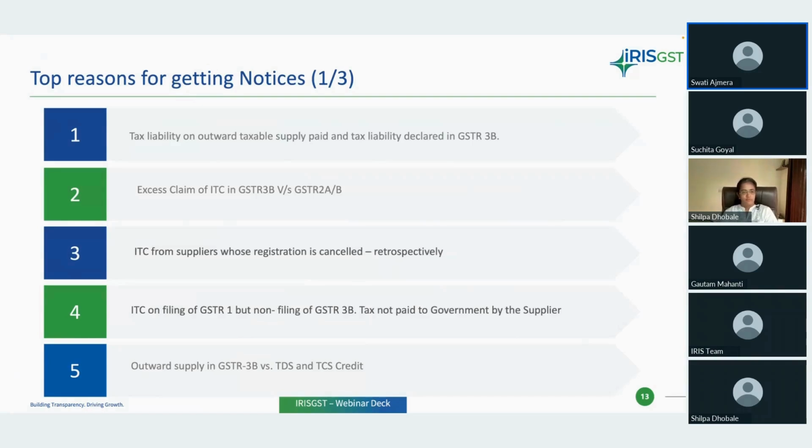Now coming to the second point, where you have claimed excess ITC in your GSTR 3B return compared to what is available in 2A and 2B. 2B was not initially available to the department. The department introduced it later on, but when GST was introduced, the department's focus was on cross verification of the ITC also.